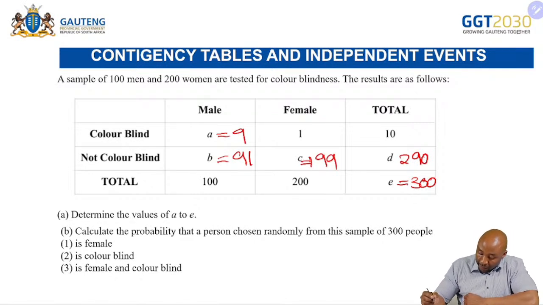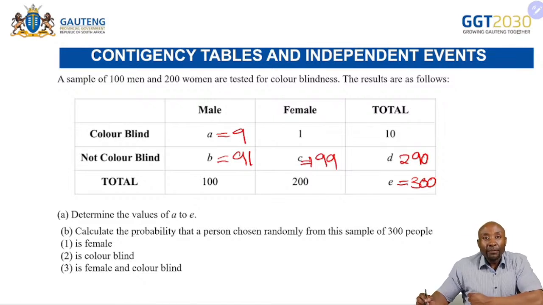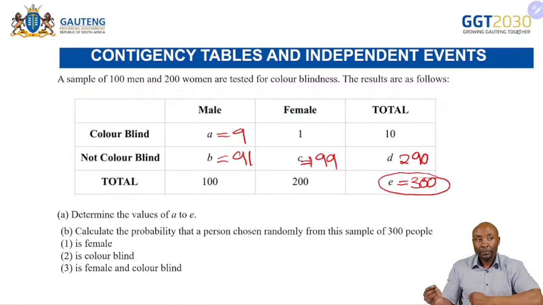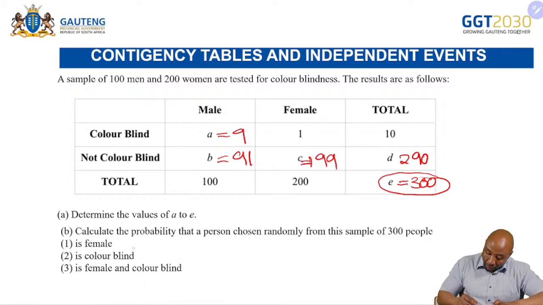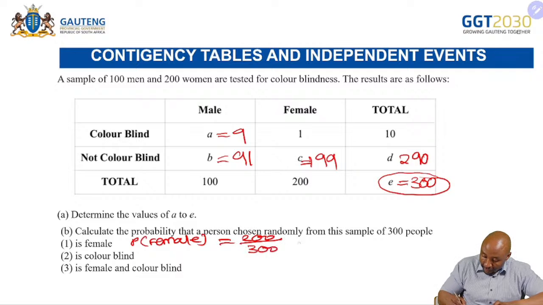Calculate the probability that a person chosen at random from this sample of 300 people is female. Please be aware that we are not doing conditional probability. Therefore, our sample space is always our total, which is 300. So P, female, you are looking at the total for females. We have 200 over the number in our sample space, which is 300. When simplified, that gives us 2/3.